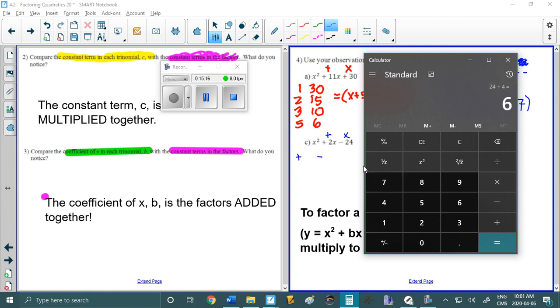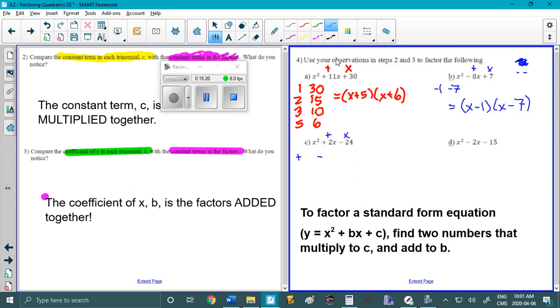With 4 and 6, can I make 2 by adding or subtracting? Yes. Now, I either have plus 4 minus 6 or plus 6 and minus 4. And if I add these, I need to get positive 2. So 4 minus 6 is negative 2. So that one doesn't work. 6 minus 4 is 2. And like I said before, the bigger number is positive. So this is x plus 6 and x minus 4.